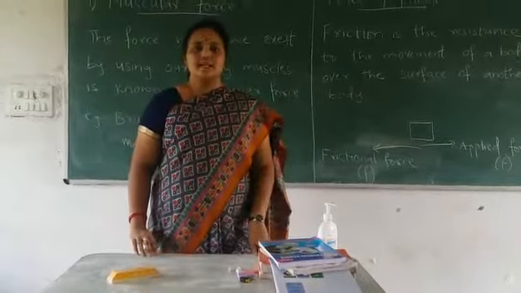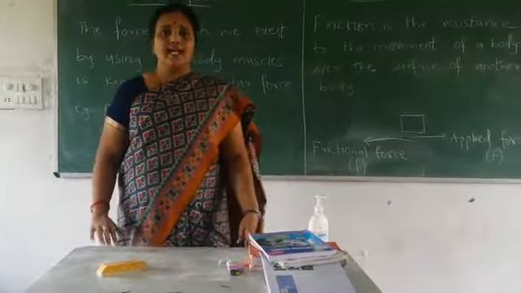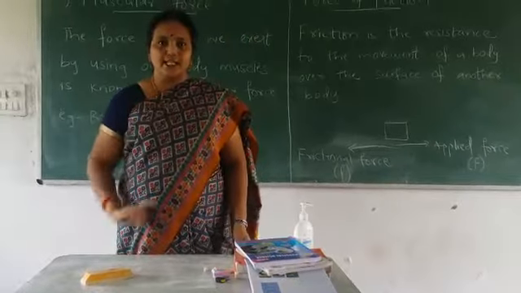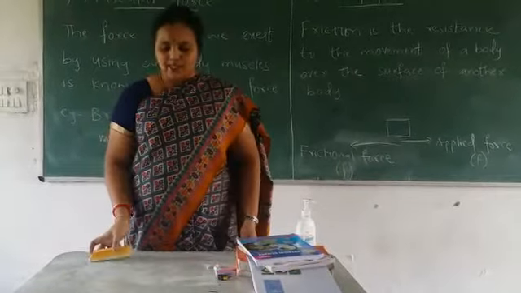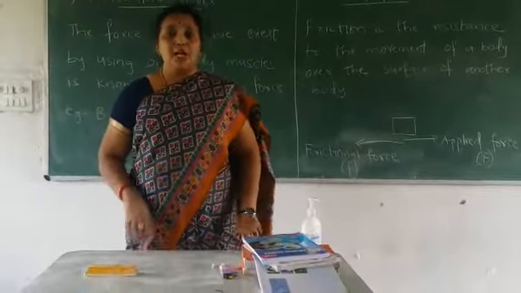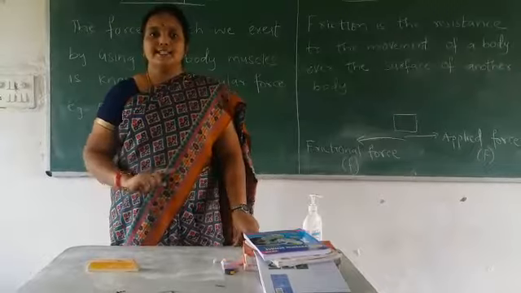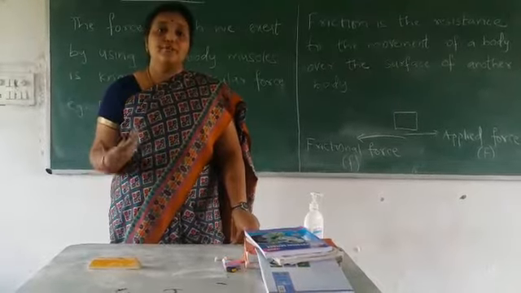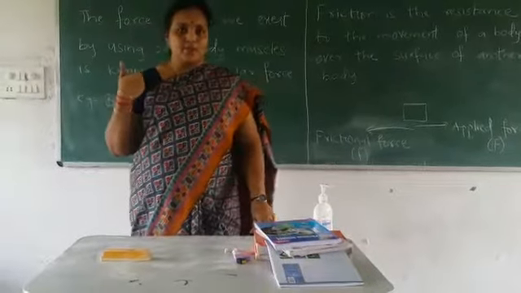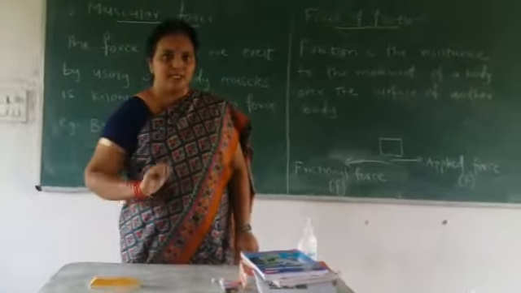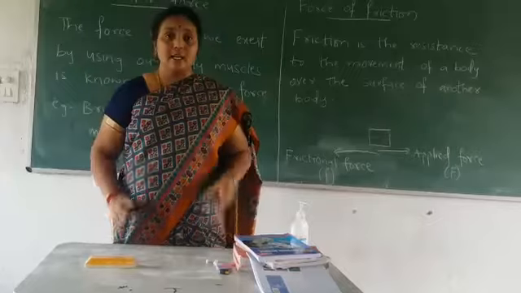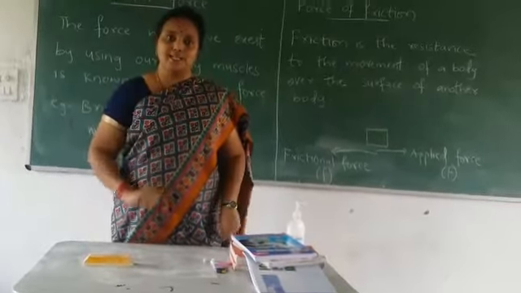So in the first class, we discussed that for any object to move or to stop, force needs to be applied. It is understood that the duster has moved because muscular force is applied. Now my question is, why has the duster stopped? Which force has stopped the duster? See, I did not stop the duster. I did not put my hand and stop it. I just applied my muscular force to move the duster. Now, which force has stopped the duster?